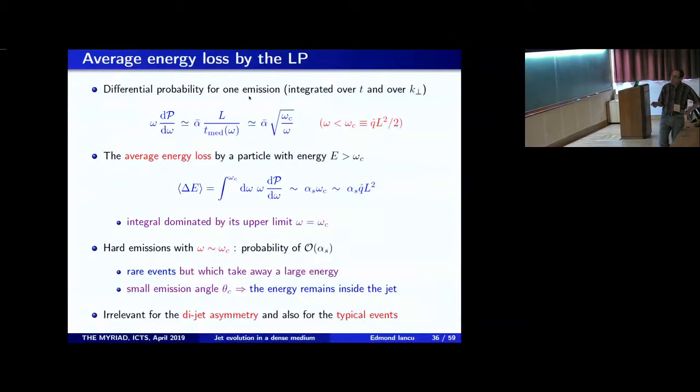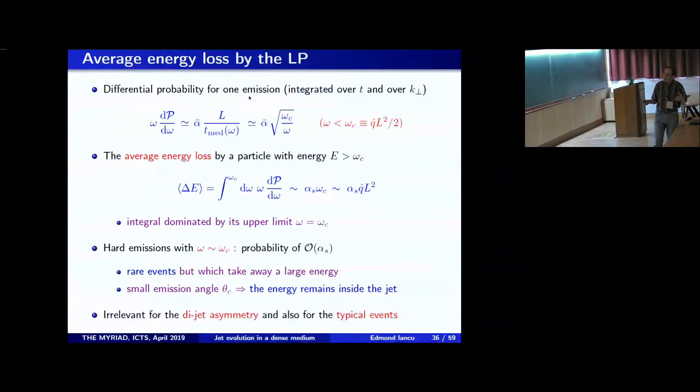Assuming that it emits a single gluon, then the average energy loss is just the integration over the probability weighted by the energy over all the energies up to the upper limit which is allowed by this mechanism. And if you look at this function here, after the integration over omega, it behaves like 1 over the square root of omega, so that this integration is dominated by the upper limit, in fact. So the whole result is alpha bar, or alpha s, times omega c, and omega c comes because I had a 1 over square root of omega, so I get a square root of omega c from the upper limit here, times the square root of omega c from the definition of the probability, makes a factor of omega c. So the average energy loss by the leading particle is alpha s times omega c.